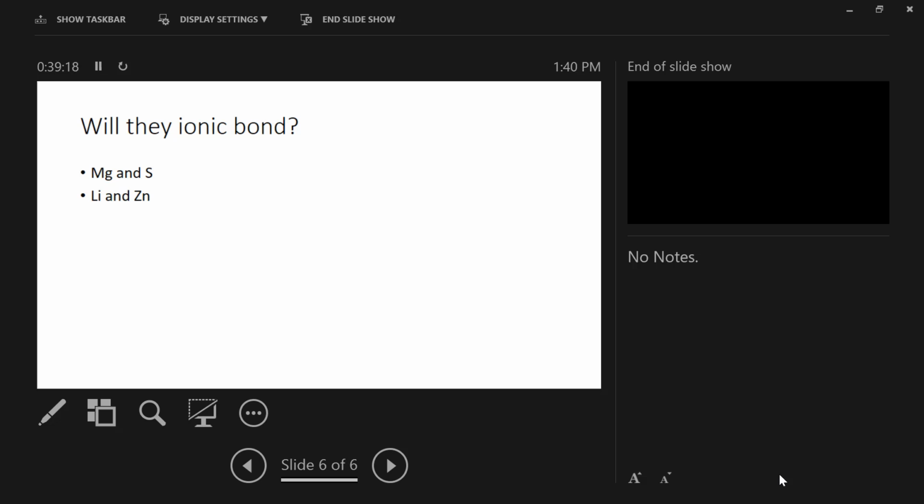Anyways. So are these going to ionic bond? Yes, they will. And they bond in such a way where it's just a 1-to-1, because the magnitude of their charge is the same. 1-to-1. +2, -2. Right? Magnesium, it's got +2. Sulfur wants 2. It's a perfect match.